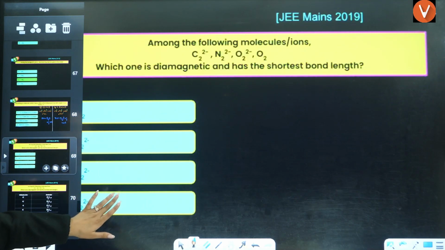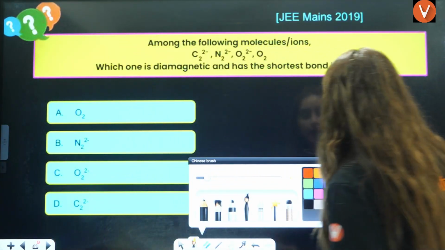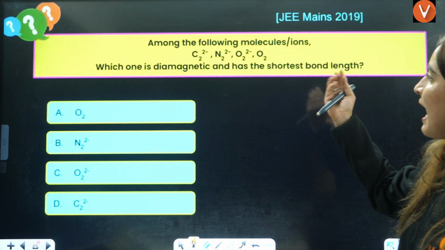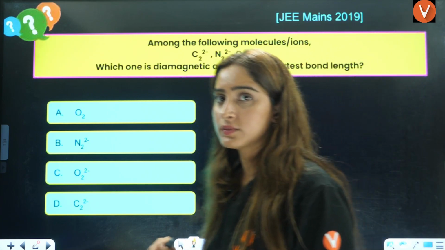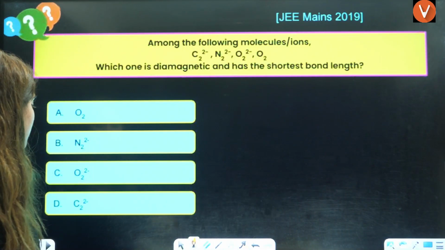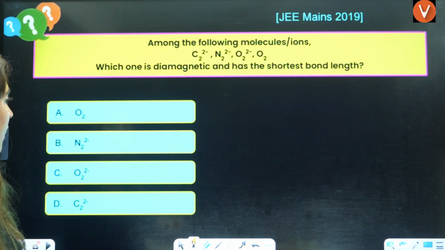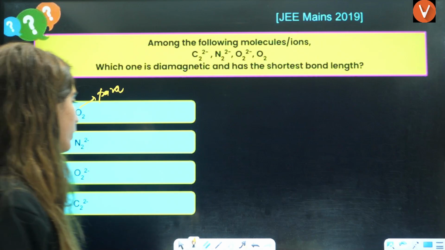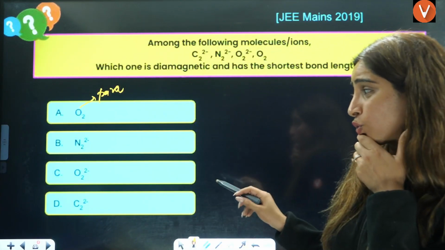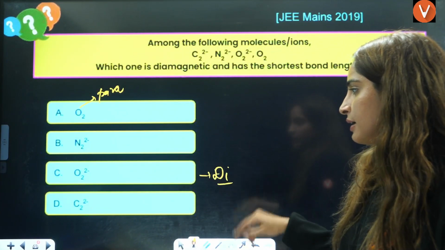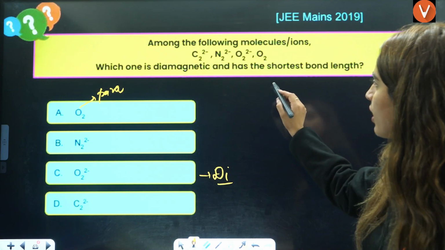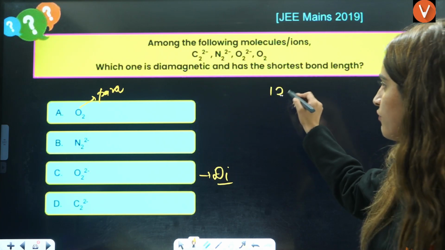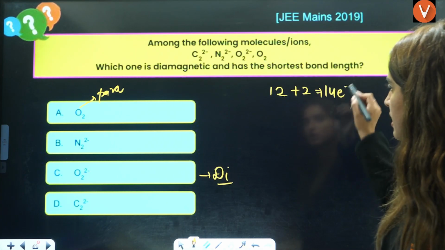Okay. Then the next question is, among the following molecules or ions, which is diamagnetic and has the shortest bond length? Diamagnetic, firstly you can see, right? This is definitely paramagnetic, we have just done it. N2 2 negative, right? If you talk about O2 2 negative, that is definitely diamagnetic, right? And C2 is what? Carbon is 6, so 12 plus 2 electrons, that is 14 electrons.